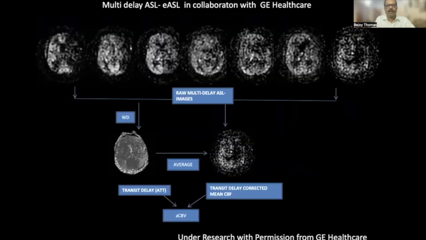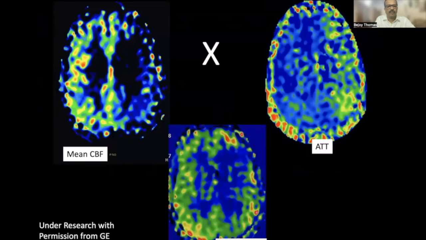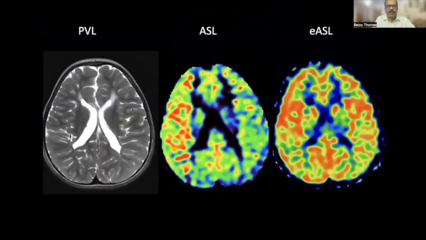So what is the importance? We can actually estimate an arterial CBV from this. If you multiply the mean CBF by the arterial transit time from the equation, you can get a CBV. But this is not an rCBV, because it is an arterial CBV, as you are not doing the deconvolution or other complex methods. But you can get an arterial CBV if you are using multi-delay ASL.